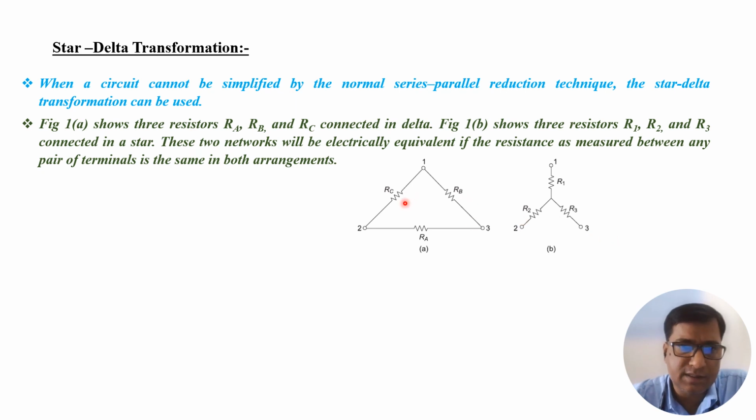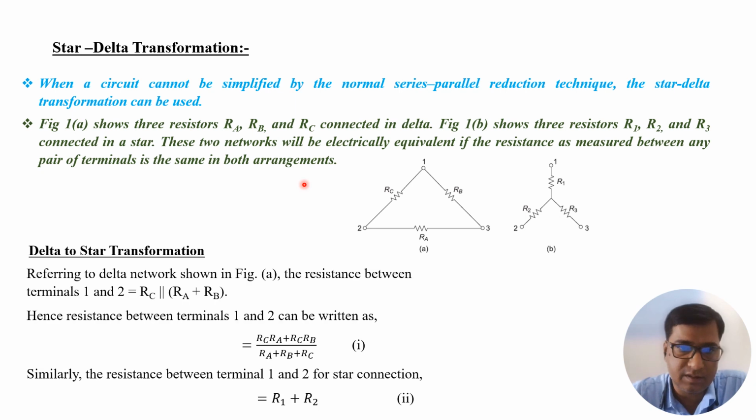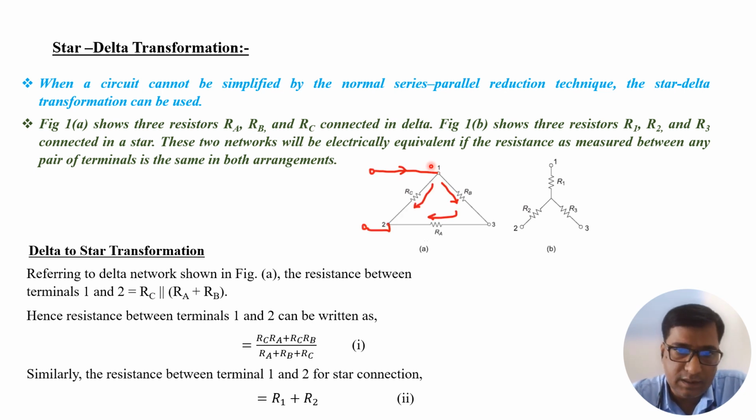So we have three resistances Ra, Rb, Rc for a delta, and R1, R2, R3 for the star connection. These two networks will be electrically equivalent if the resistance as measured between a pair of terminals is the same for both arrangements. We have just done the same thing. So we have taken the delta to star transformation, referring to the delta network, that is figure 1. We have to find the resistance between terminal pair 1 and 2.